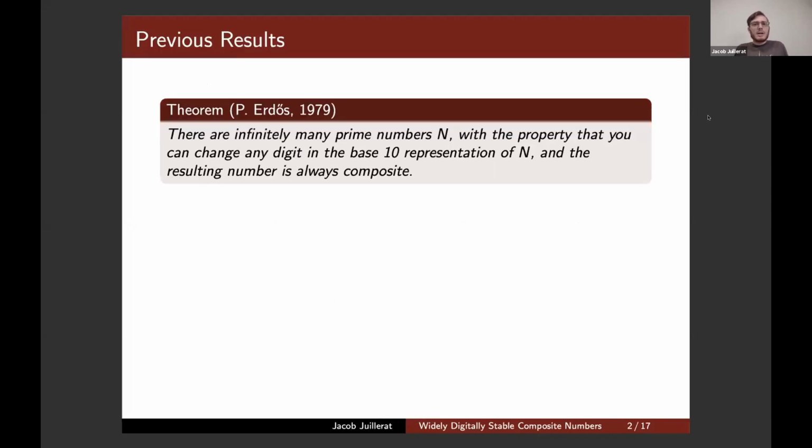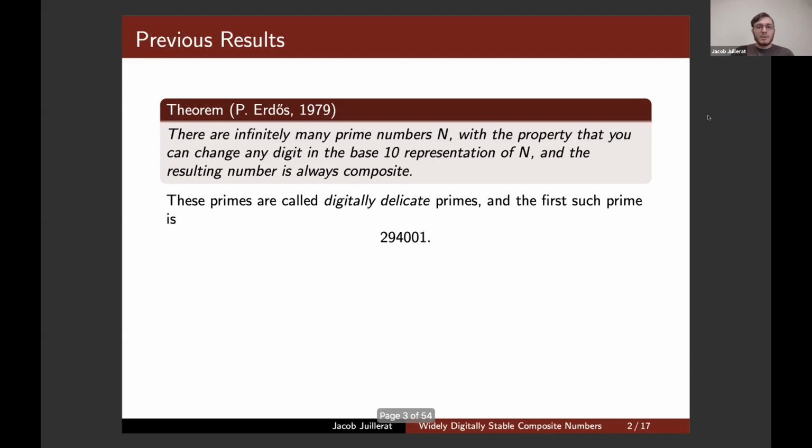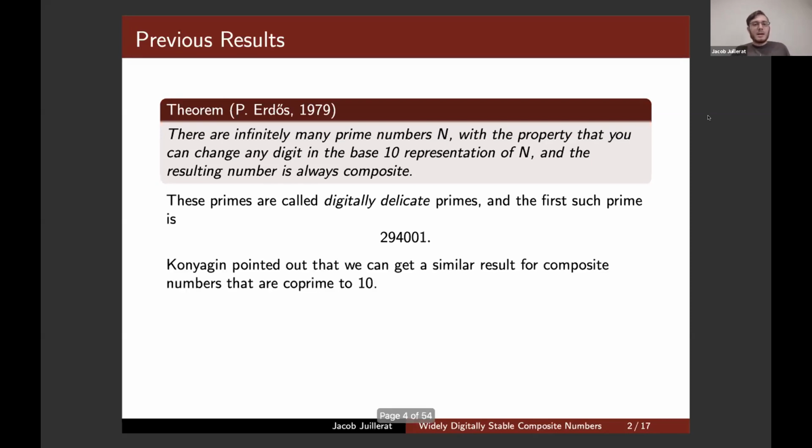In 1979, Erdős proved that there are infinitely many prime numbers n with the property that you can change any digit in the base 10 representation of n, and the resulting number is always composite. These are called digitally delicate primes, and the first such prime is 294001.